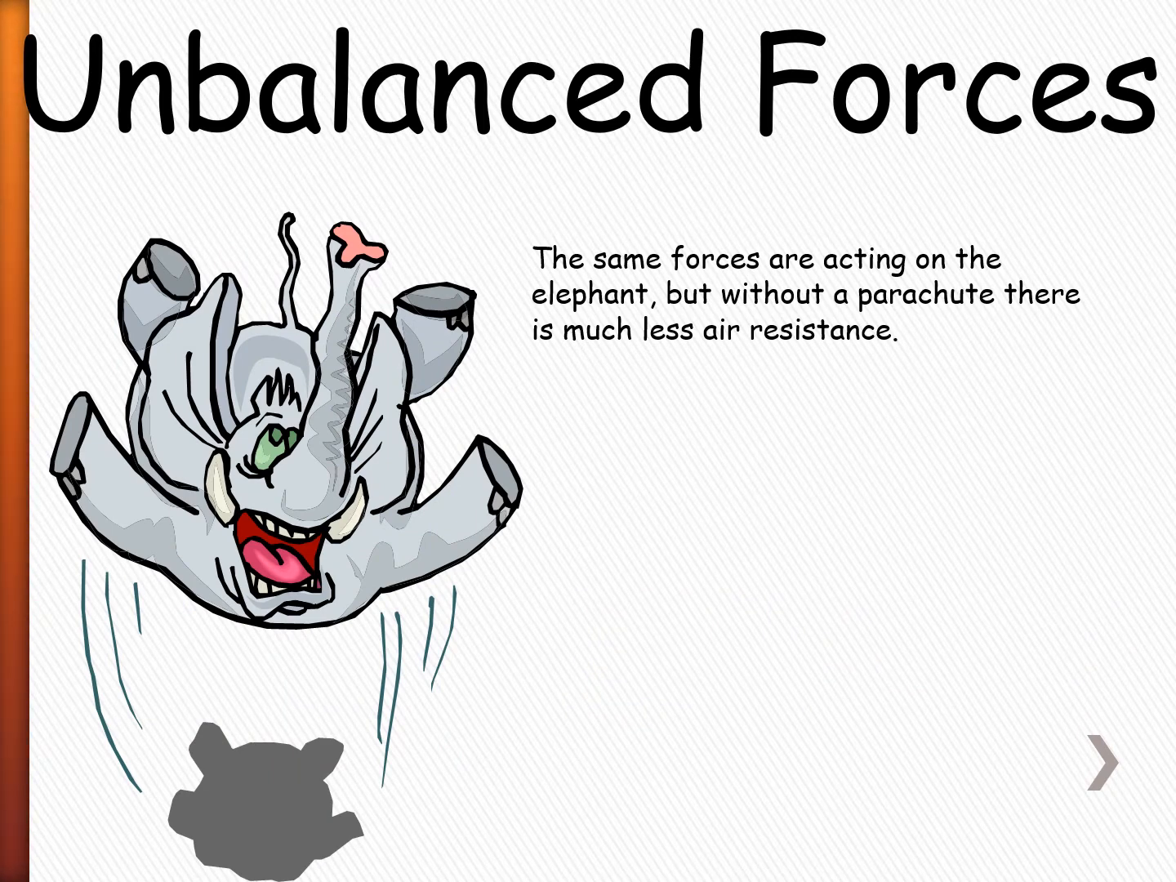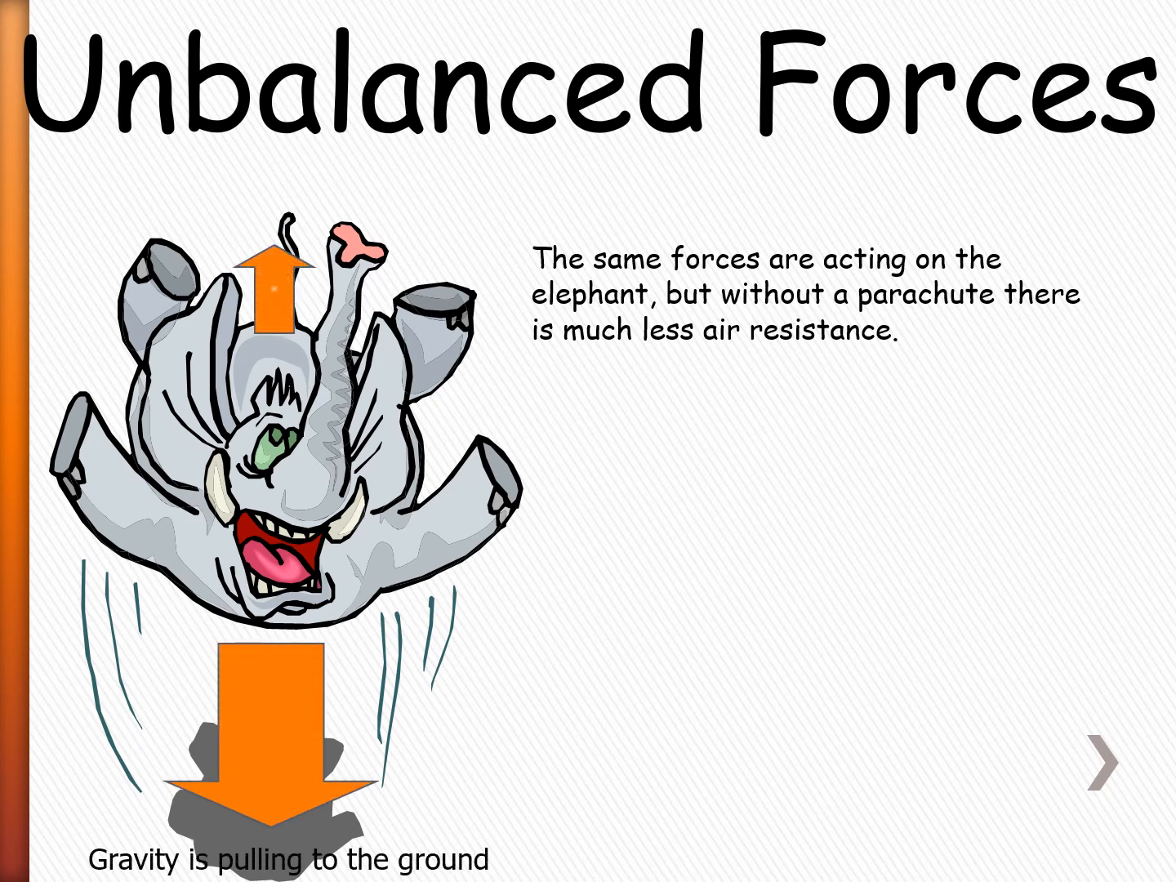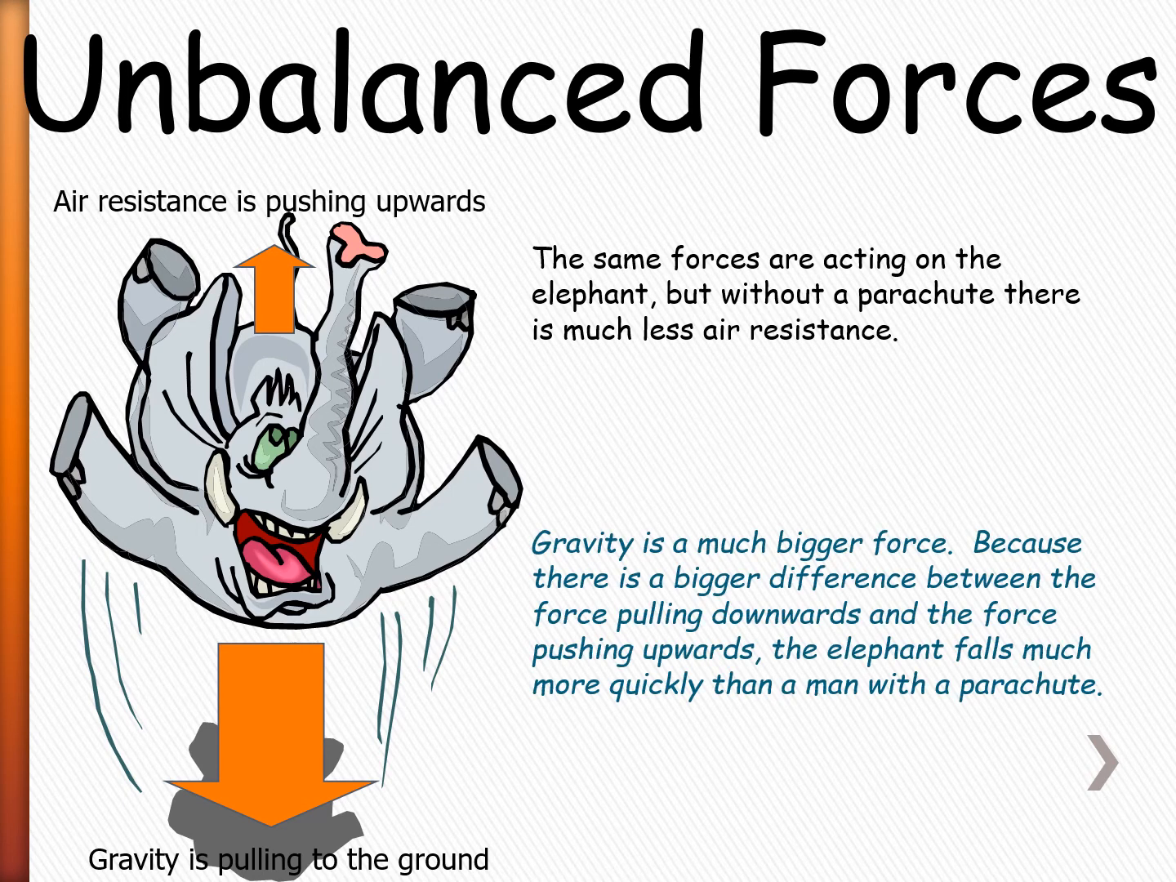The same forces are acting on the elephant, but without the parachute, there is much less air resistance. Look at this one. The gravity is a much bigger force because there is a bigger difference between the force pulling downwards and the force pushing upward. The elephant falls much more quickly than a man with a parachute.